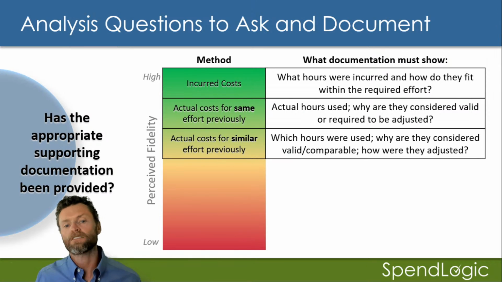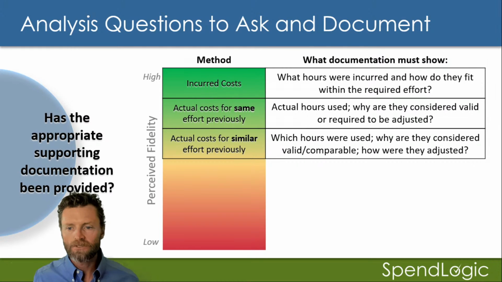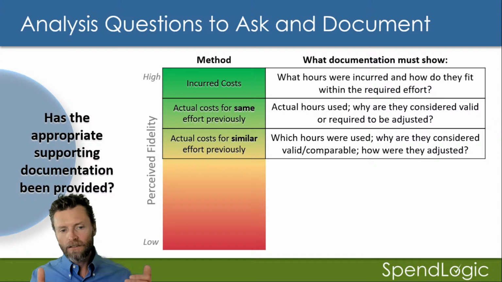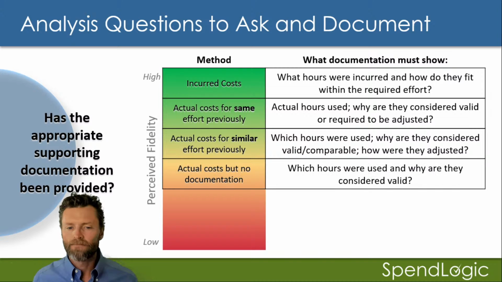Next down is actual cost for a similar effort. It's not exactly the same as what we did last time, but it's similar, okay? So again, you need to show me which hours were used, why are they considered valid, and how are they adjusted. It's the same basic concept, okay? We're getting lower on the perceived fidelity. It's not the exact same thing, okay? So there's some subjectivity that's being introduced here. We're not exactly sure how closely related they are. We're probably going to need some help from a tech evaluator as we move down.